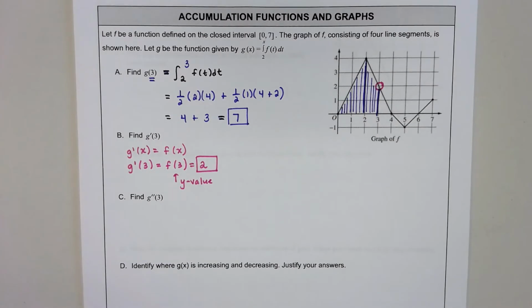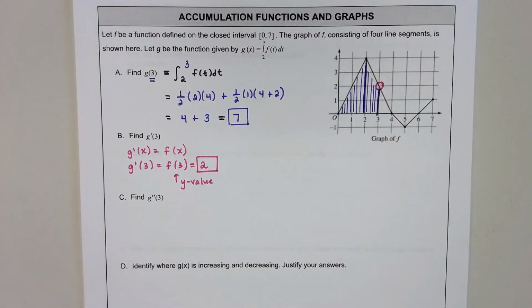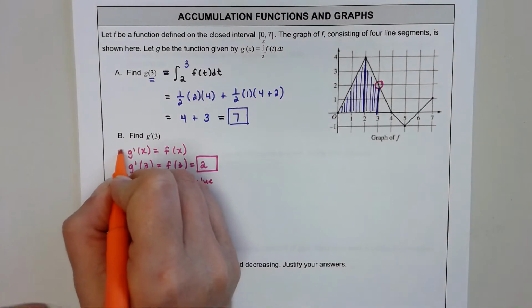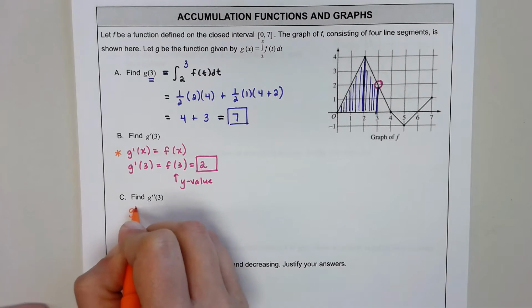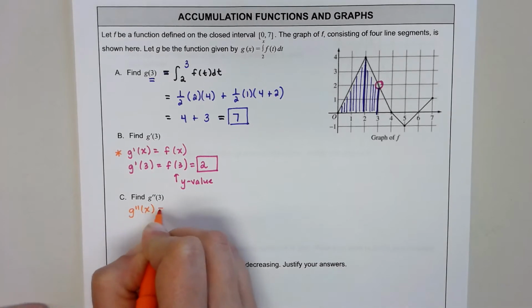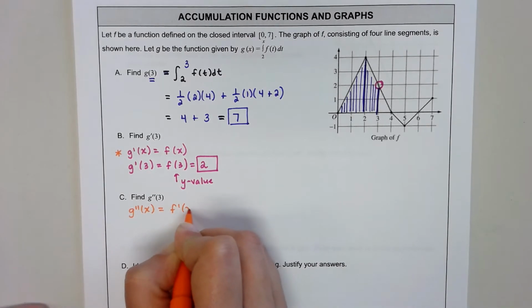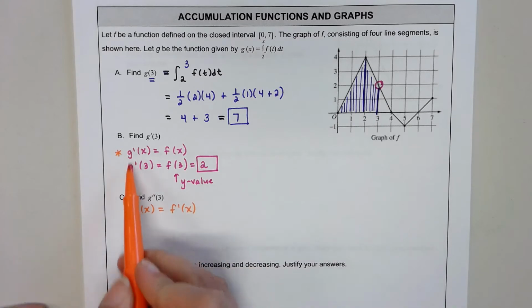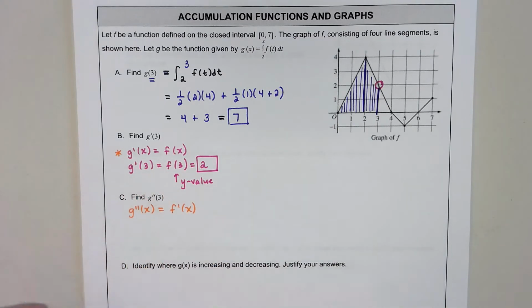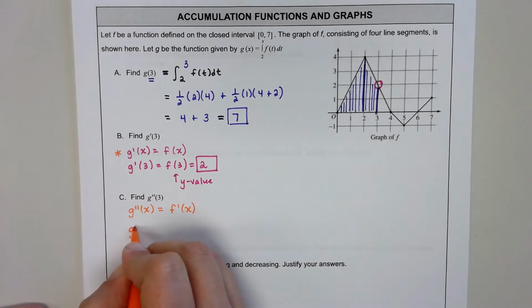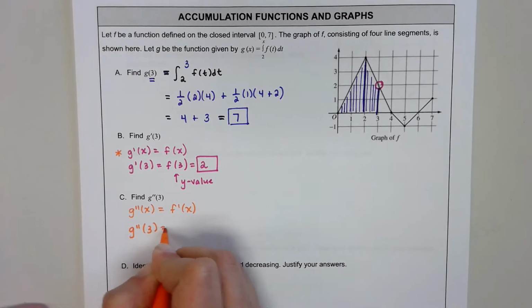Last but not least, and this is a review question again, find g double prime of 3. Again, you never want to jump straight to just finding the answer. You want to write down the second derivative and then plug in your number. So I'm going to go back to here. The second derivative would just be the first derivative of f. So I took the derivative again on the left side, I took the derivative of the right side. Now I'm going to plug in the number 3.